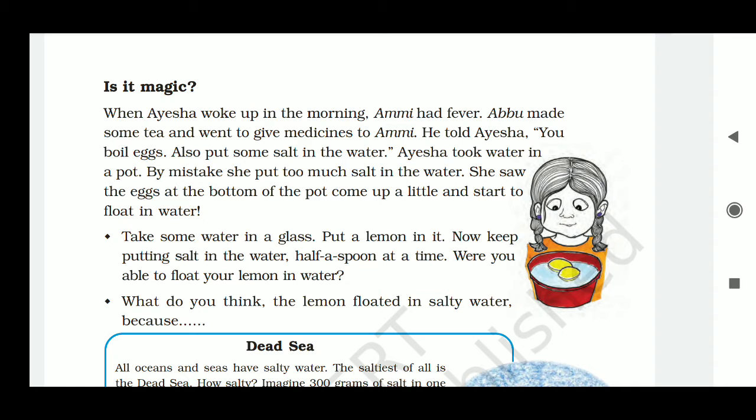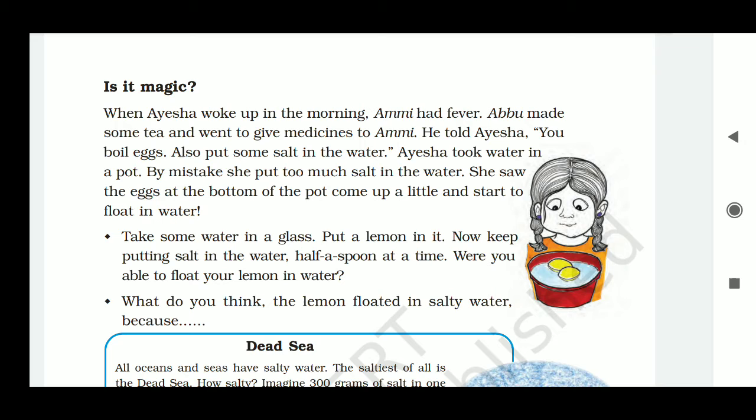So take some water in a glass, put a lemon in it. Now keep putting salt in the water, half a spoon at a time, until you are able to float your lemon in water. So in order to understand the reason behind the floating of an egg, you can conduct an activity in which a lemon in water is allowed to float on the surface by adding salt in water. So what do you think, why did the lemon float in salty water? What is the reason behind it?